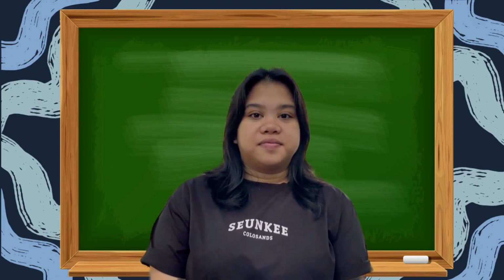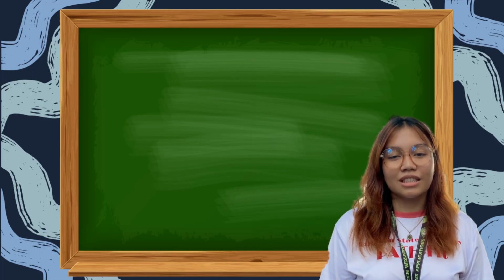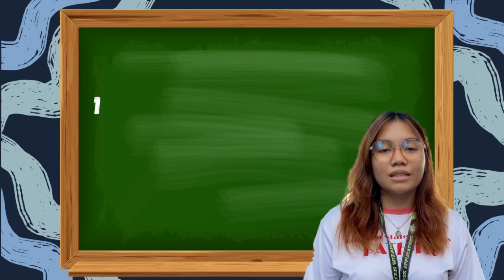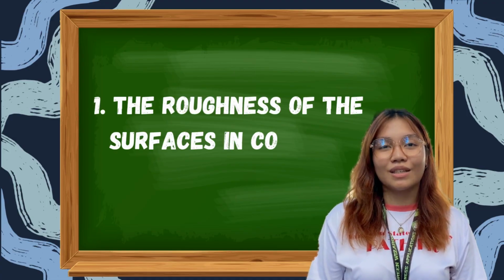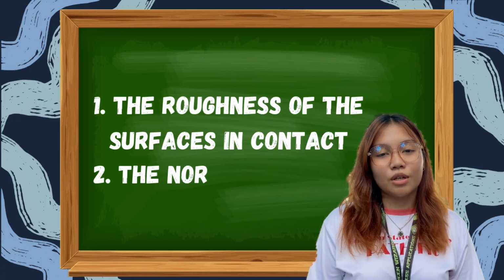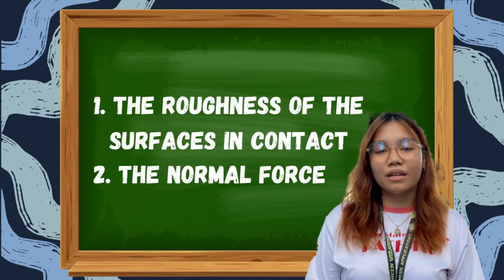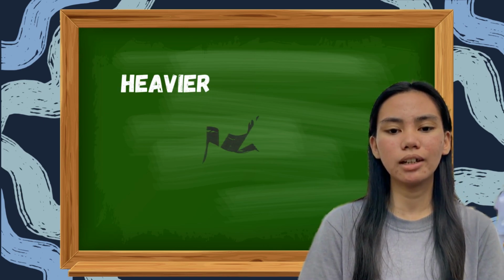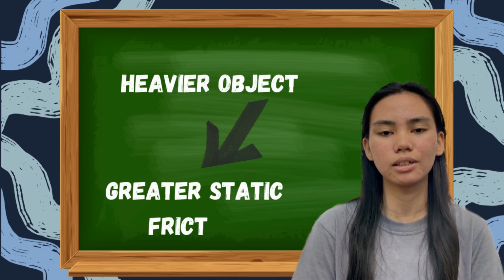So what are the factors that affect it? Good question. Static friction depends on two main things. One is the roughness of the surfaces in contact. Two is the normal force, which usually depends on the object's weight. So, the heavier the object, the greater static friction.